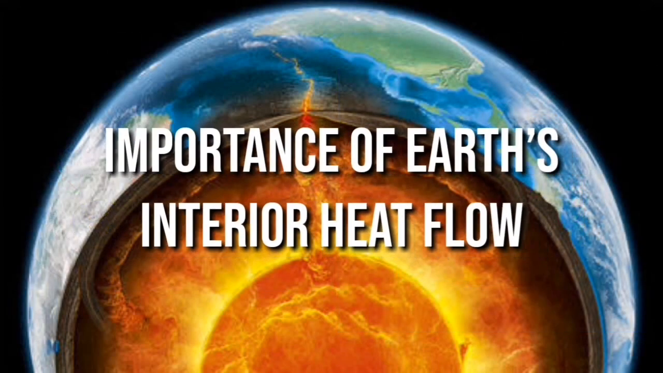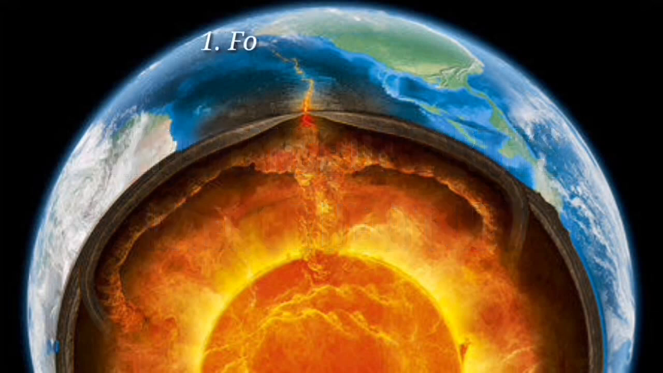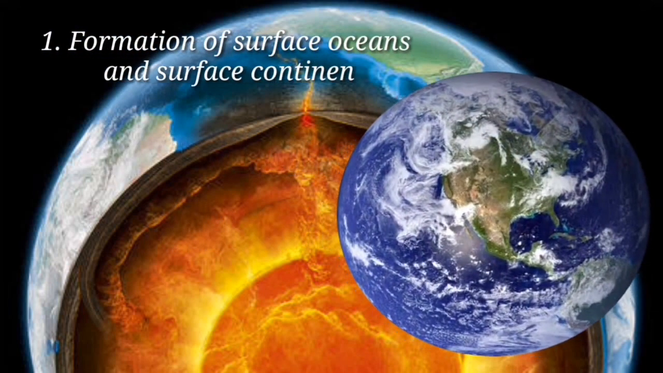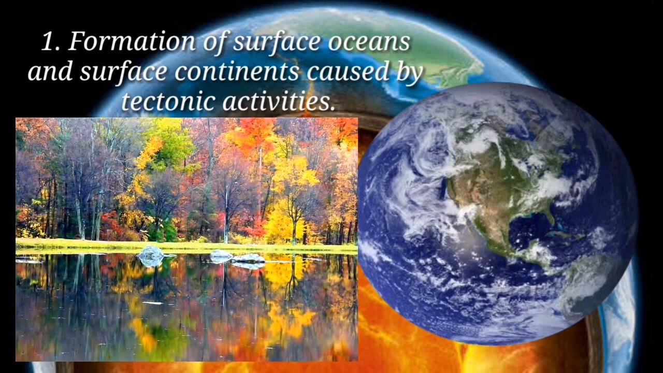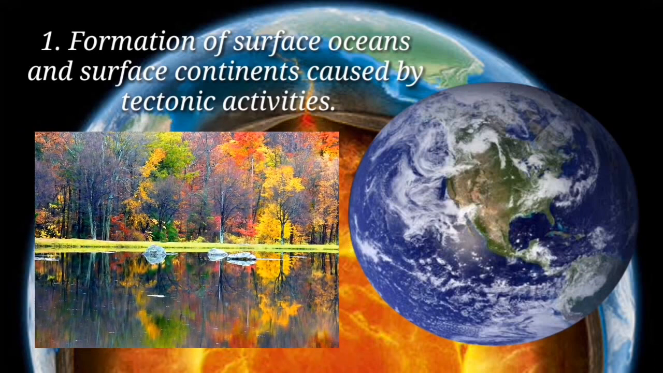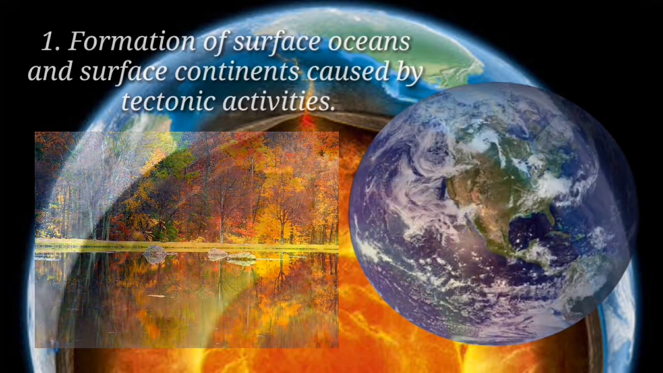Now let's discuss the importance of Earth's interior heat flow. 1. Formation of surface oceans and surface continents caused by tectonic activities. Because of convection in the Earth's mantle, tectonic plates in Earth's crust are able to move, creating both surface oceans and surface continents. The combination of oceans and continents established the biogeochemical cycles that allowed Earth's surface temperature to be sustained at an optimal level for life in spite of the ongoing brightening of the sun.